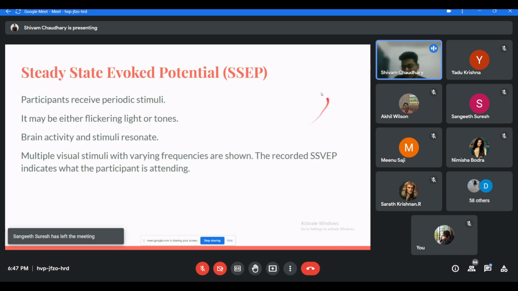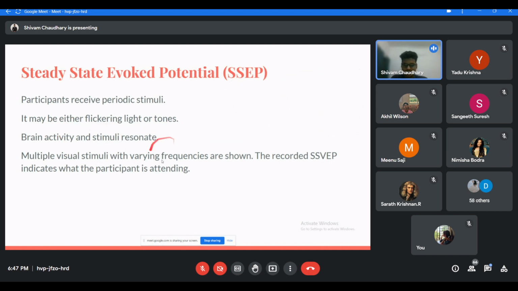Say I'm focusing on this part of the screen, which has a frequency of 20 hertz. My brain will start firing. The predominant firing in my brain will also have 20 hertz in it. So that is how I will figure out that the person is focusing on this block.